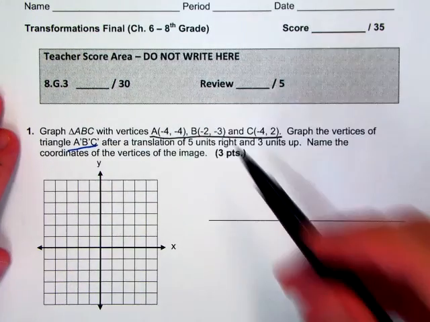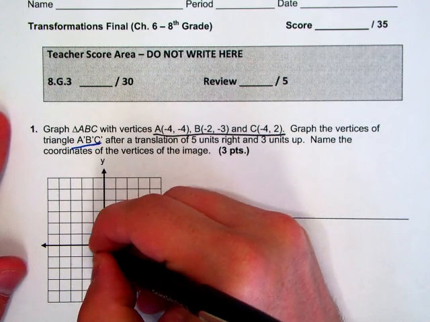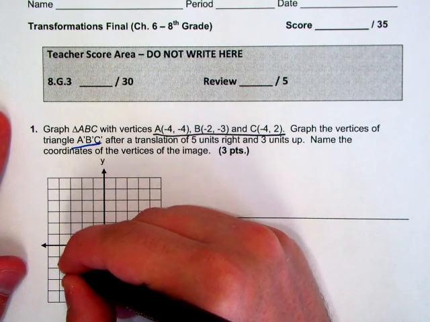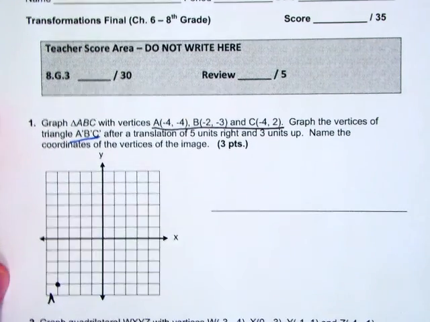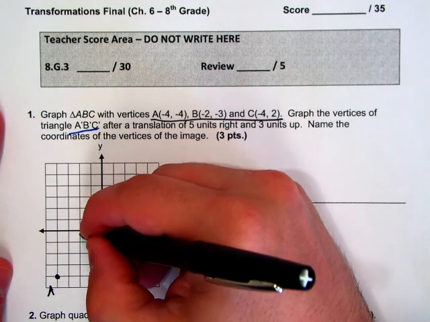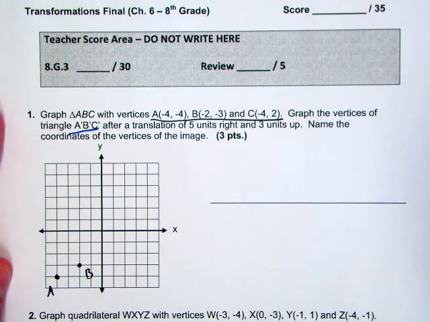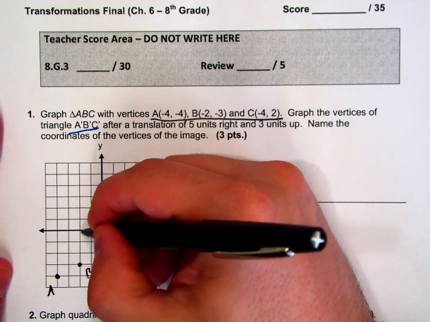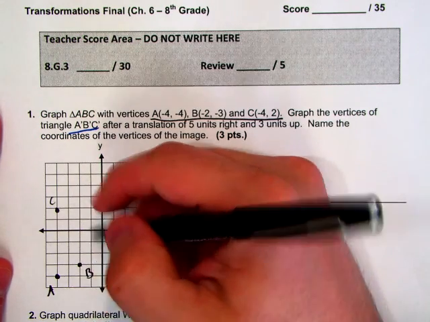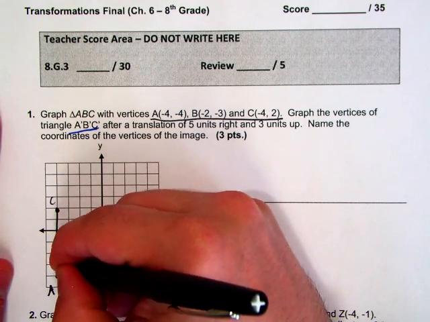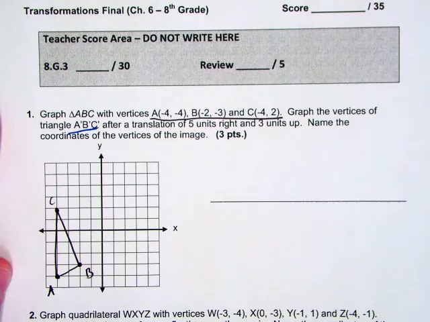So, first thing is we want to graph triangle ABC. Number 1, -4, -4. So 1, 2, 3, 4 backwards and down 1, 2, 3, 4. So this is A. B is at -2, -3. 1, 2, 3. Here's B. And C is at -4. So 1, 2, 3, 4, and then up 2. Common mistake we saw was going down 2. So this is my original triangle or the pre-image.